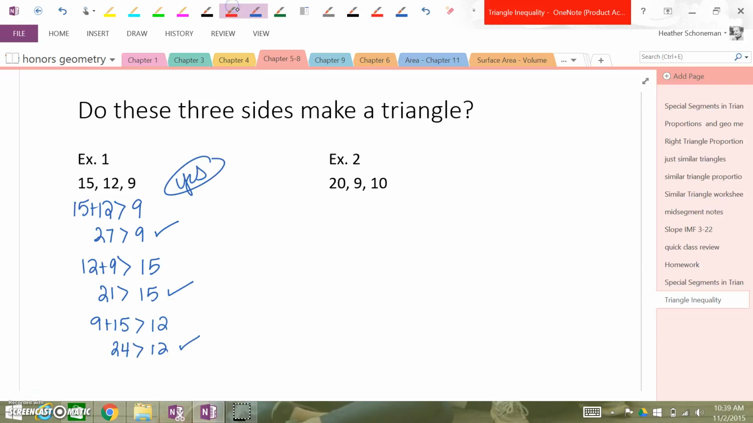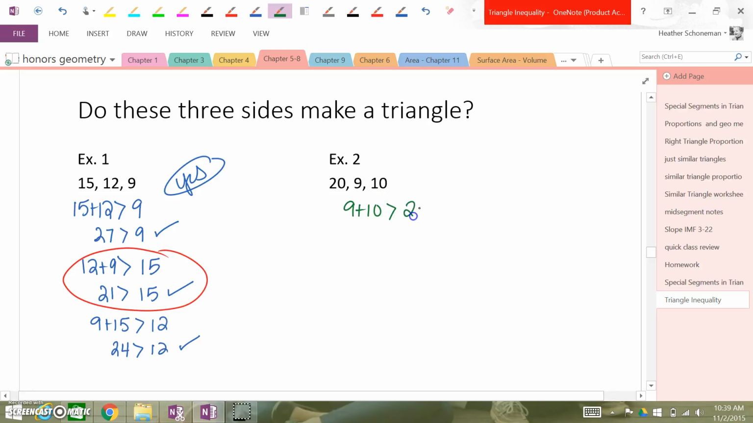Now, the reality is on these problems, you don't actually have to check all three situations. What you have to check is this one. You have to see if the two smallest are greater than the third. If that situation works, then everything else will work. If that one fails, there's no reason to go on. So, for this example, the two smallest would be 9 and 10. So I'll see if 9 and 10 are greater than 20. So I get 19 is greater than 20, which is false. It's not greater than. So we say no, it's not a triangle. Okay, pause the video and do example 3 and 4 on your own.